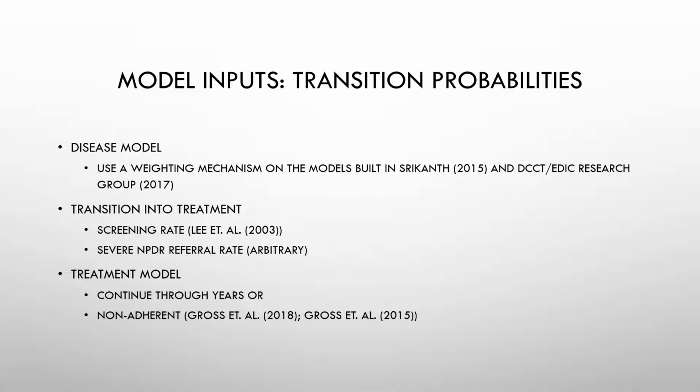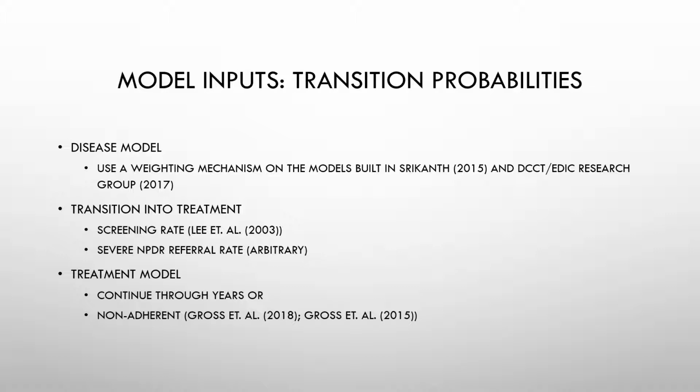The second idea is that PDR people always are getting treatment, but if you're in severe NPDR, you're not necessarily getting referred to enter treatment. So there's sort of an arbitrary rate. There's really no data out there that I could find, but there's an arbitrary rate set of 0.6 to model this idea of if you're in this state, you may be suggested to get treatment.